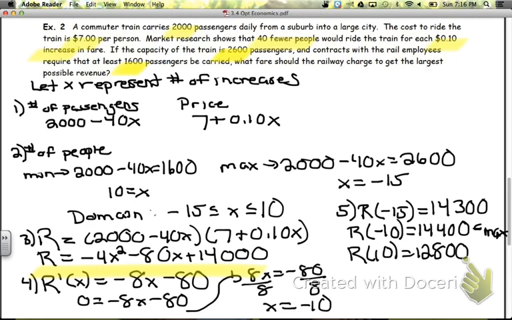So in our last part here, we want to find what our price is. Sub that into our price formula. So we get 7 plus 0.10 times negative 10. So our price should be $6.